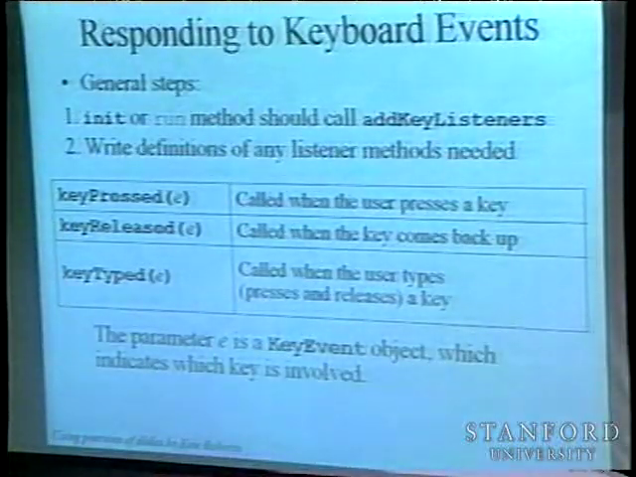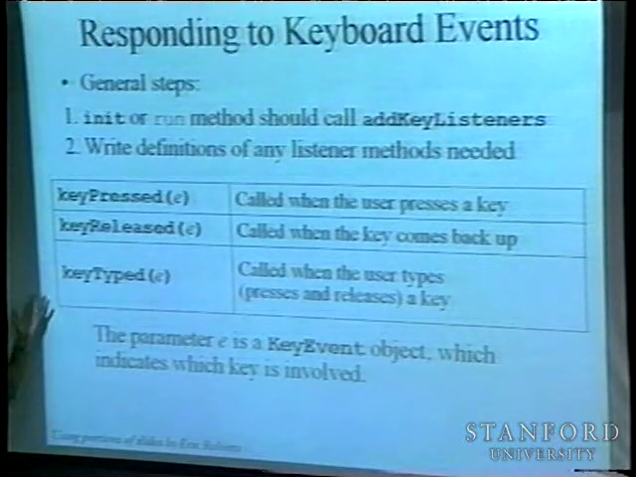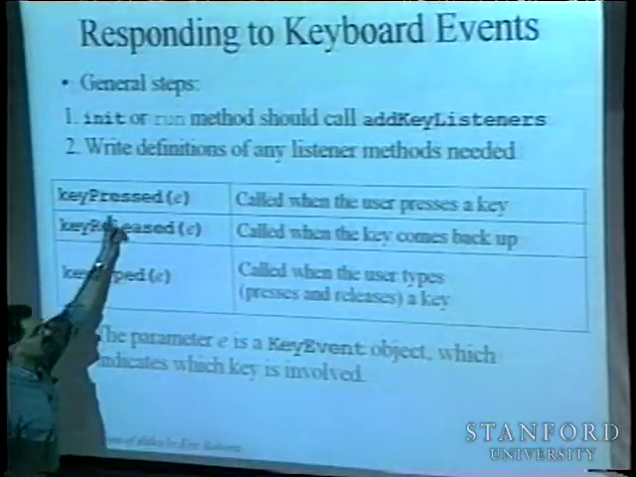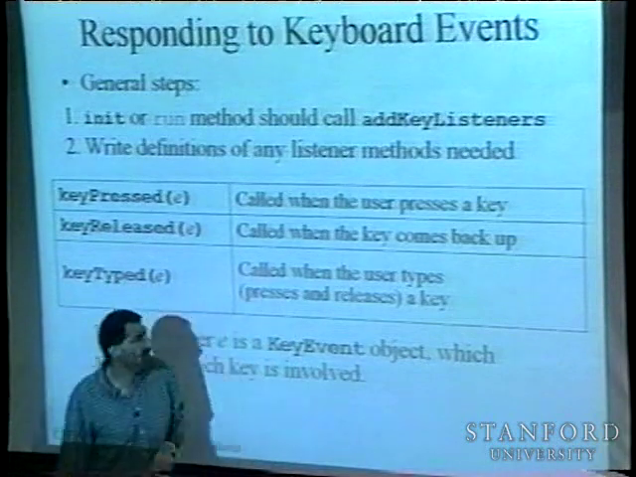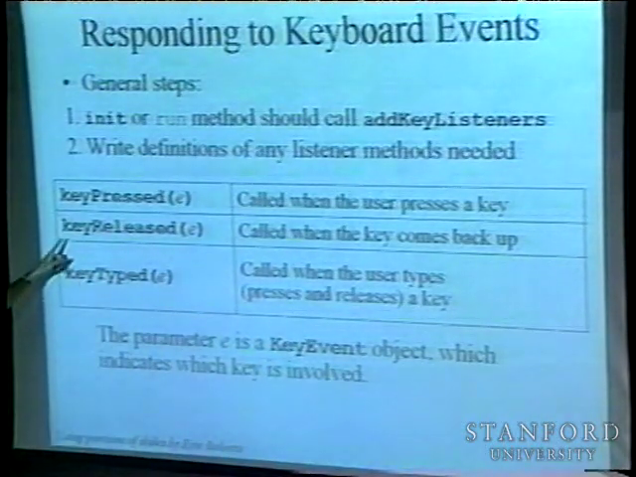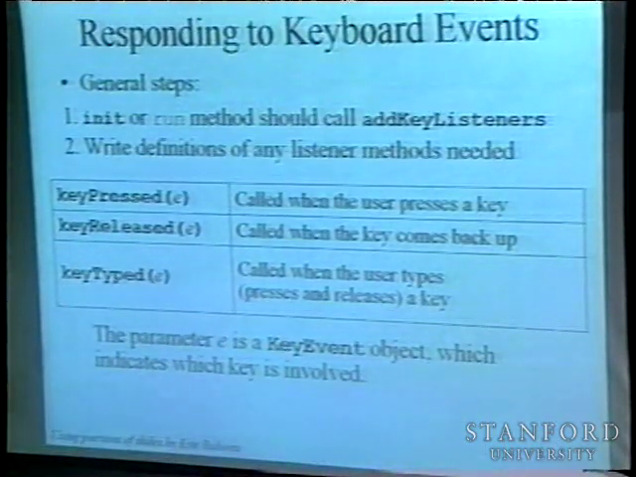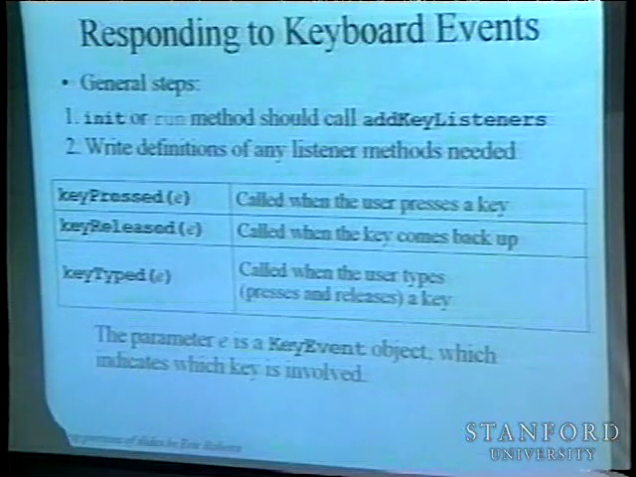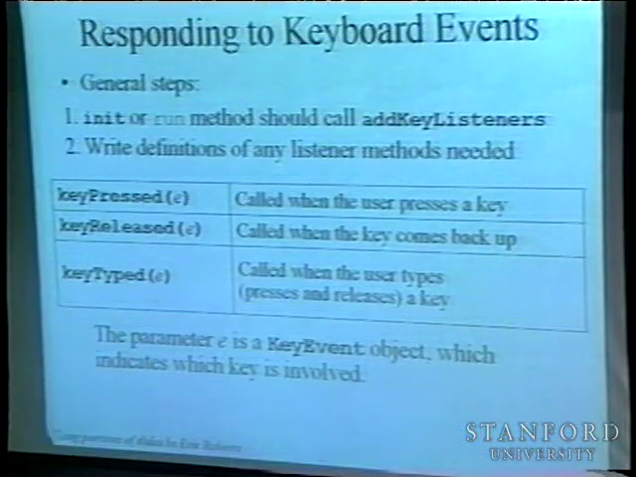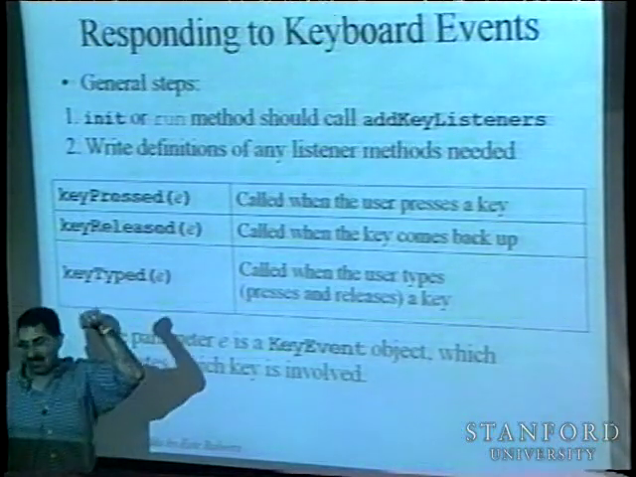So for the key listener, there's 3 things you can check for, or these are the most common ones. There's actually a few more that are in the book, but these are the ones you really need to worry about for most things. There's key pressed, which is called when the user presses a key. Okay? There's key released, which is when they let go of the key. So key pressed is when they push it down. They have not necessarily let go of the key. Key released is they've let up on the key.